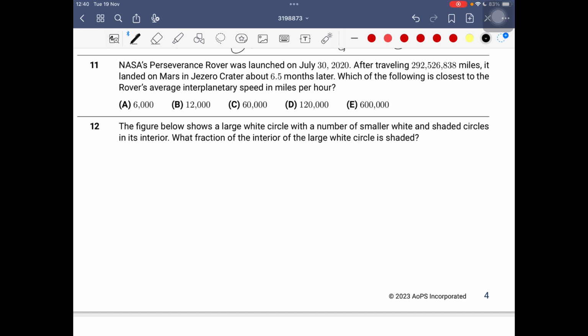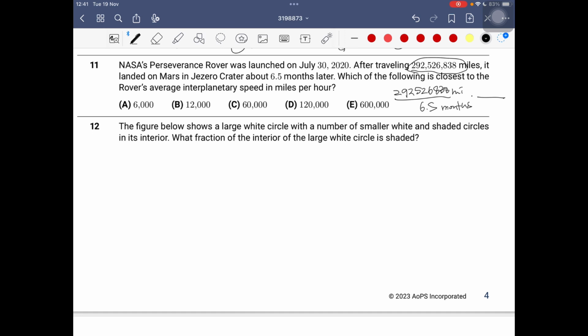NASA's Perseverance rover was launched, delayed. Okay, after traveling this amount of miles, landed on Mars 6.5 months later. Okay, find the closest to the speed in miles per hour. So 292,526,838 over now miles, and we have 6.5 months. But we need to convert from months to hours. So we know 1 hour, let's say 1 month.